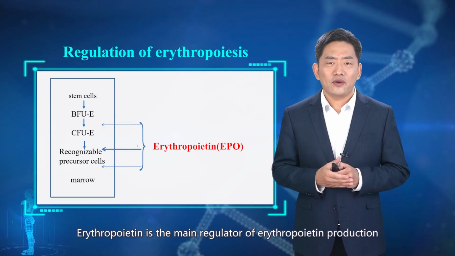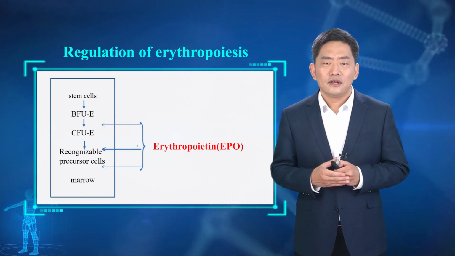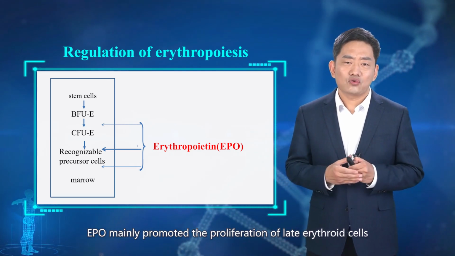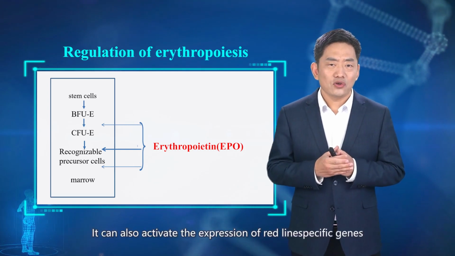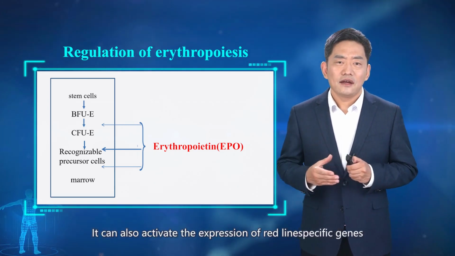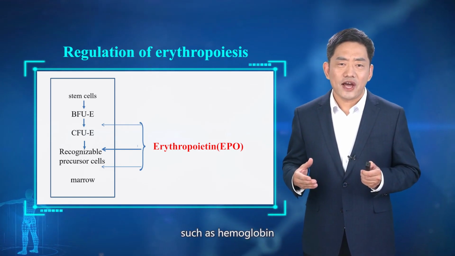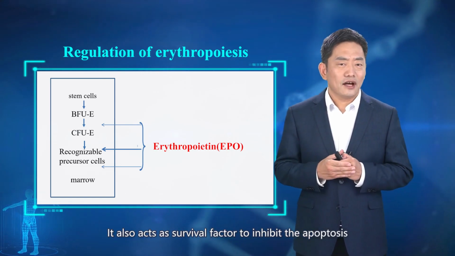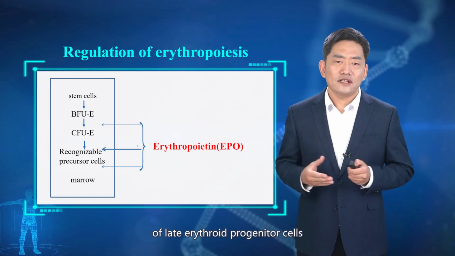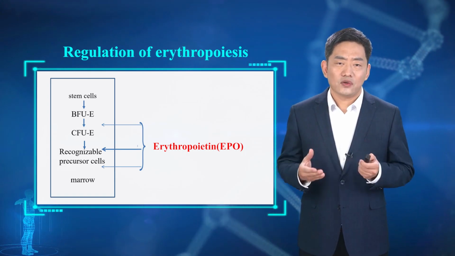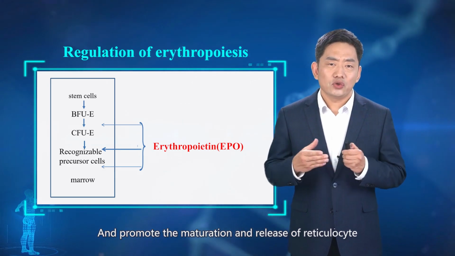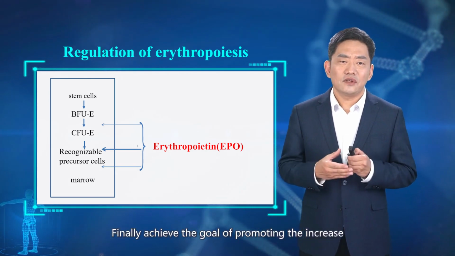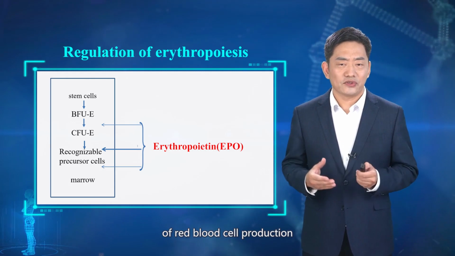Erythropoietin is the main regulator of erythropoiesis. EPO mainly promotes the proliferation of late erythroid progenitor cells. It can also activate the expression of erythroid-specific genes such as hemoglobin. It also acts as a survival factor to inhibit the apoptosis of late erythroid progenitor cells and promotes the maturation and release of reticulocytes. Finally, it achieves the goal of promoting the increase of red blood cell production.